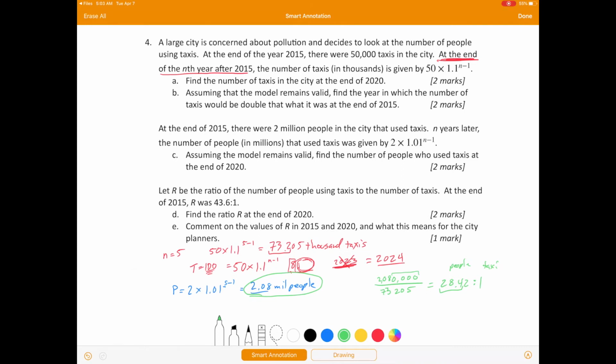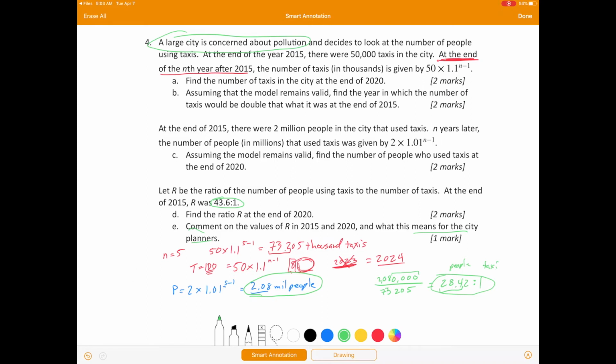Now letter E says comment on the values of R in 2015 and 2020 and what this means for the city planners. Well, it asks for a comment and what this means for city planners. You have to remember the beginning of the question is a large city is concerned about pollution, right? That's why they're looking at the number of taxis. Your answer needs to refer to the large city being concerned about pollution. All right, so thinking about that, back in 2015, I had 43 people per taxi. Now I have 28 people per taxi.